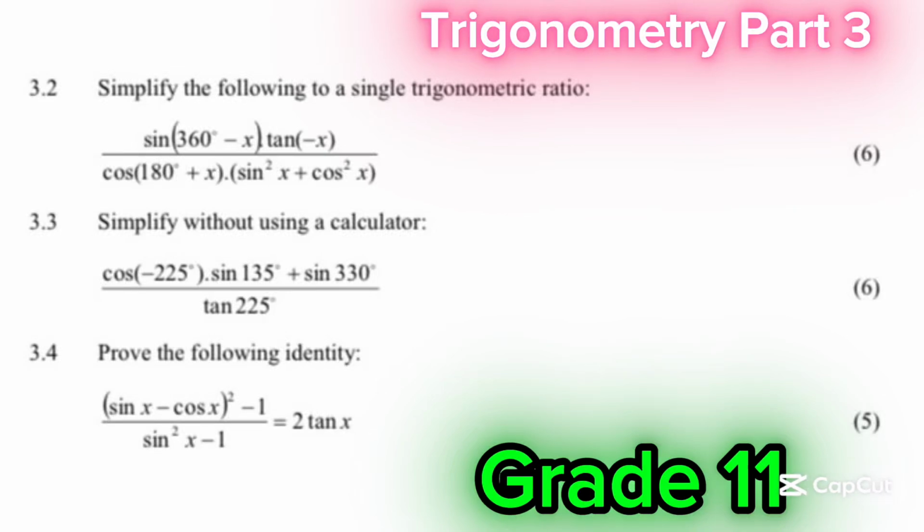Welcome. We're still in the trigonometric series questions for grade 11. We have to simplify the following to a single trigonometric ratio. The first question is sine of (360 minus x) times tan of negative x, all over cos of (180 plus x) times (sine squared x plus cos squared x).